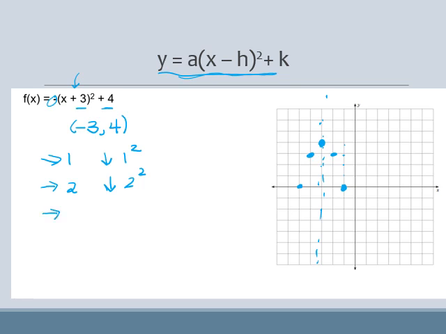Then I'm going to go over 3 and down 3 squared, which is 9. So from my vertex, I go over 3 and down 9. Right there. Here's my axis of symmetry. So 1, 2, 3, 1, 2, 3. And there is my quadratic.